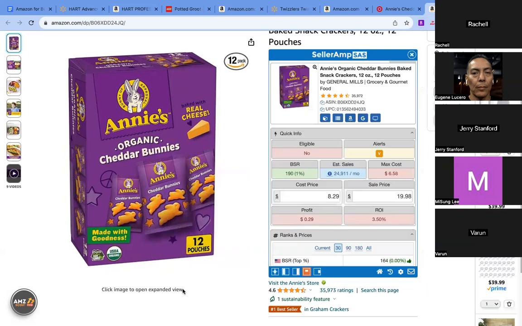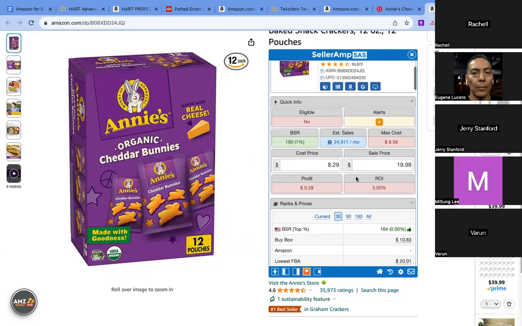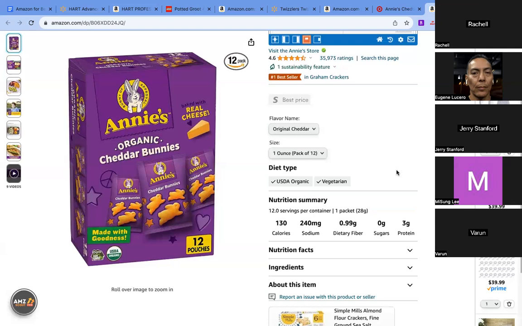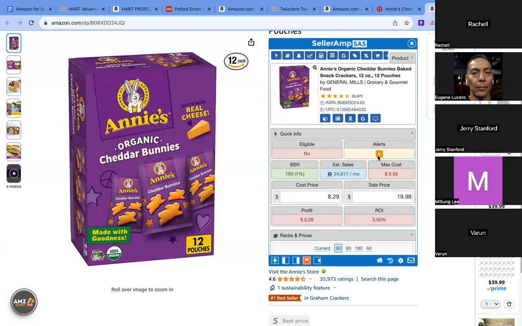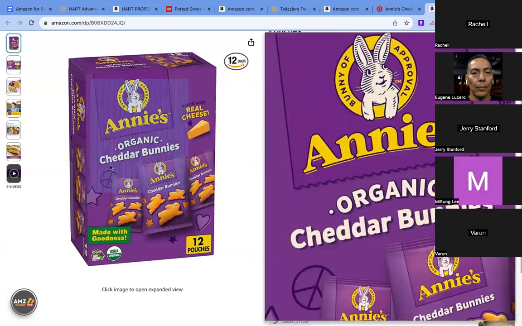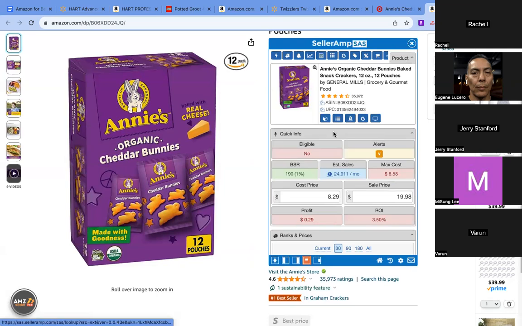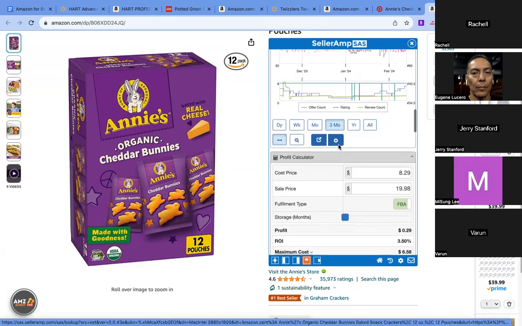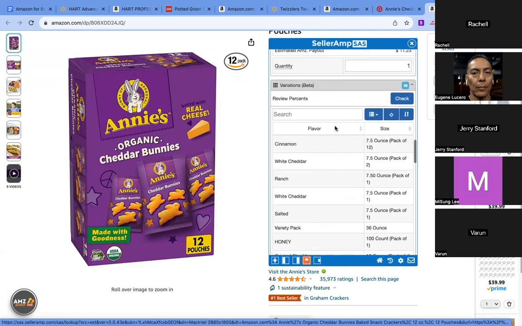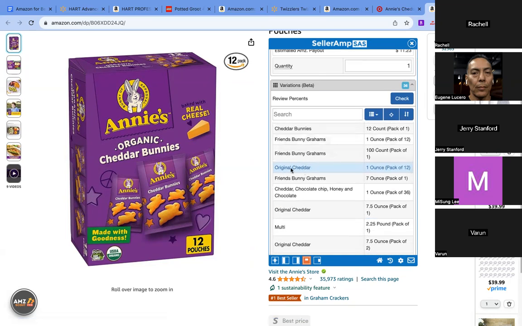So this one's a little complicated. The sales per month is 24,000 sales a month. But this one is a variation, meaning we need to find the exact sales per variation. So variation, to keep it simple, just means flavor, right? So for this exact flavor we need to find the sales per month. So from here we go to variations. Where's variations? Right here. We pick the exact variation or flavor to keep it simple. Click on check.